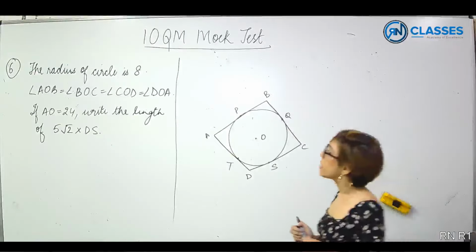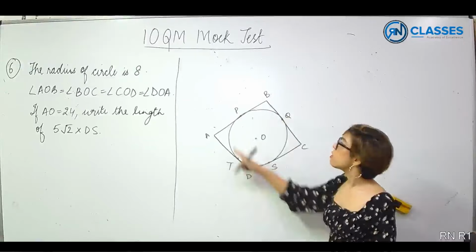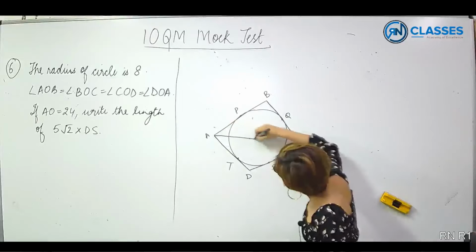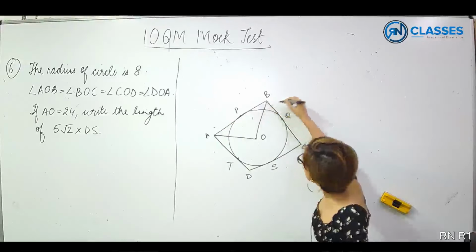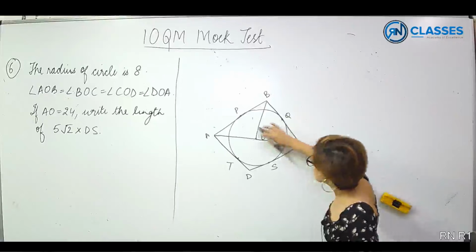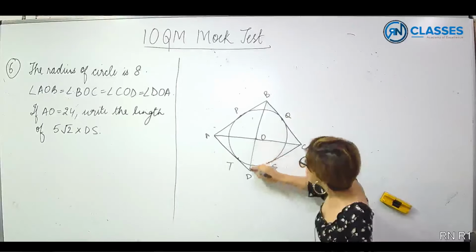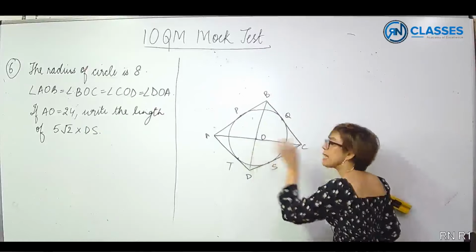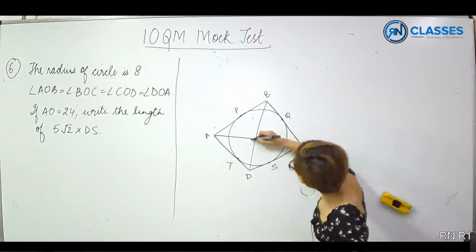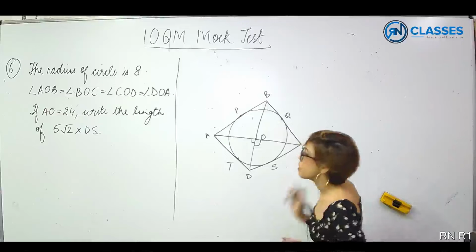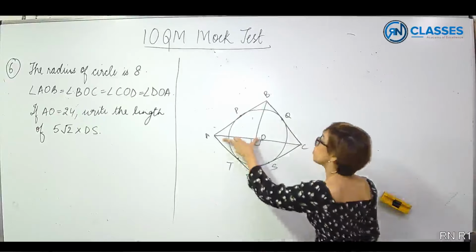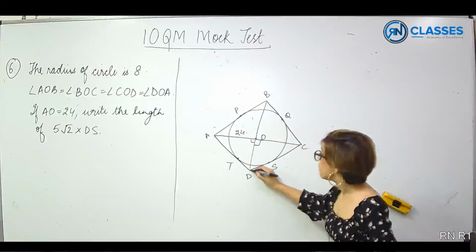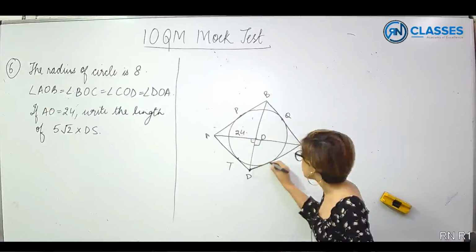Alright, on to the next one. Now he says the radius of the circle is 8. Angle AOB is equal to BOC, is equal to COD, is equal to AOD. Now, if these four angles are equal, that means each angle is equal to 90 degrees. So this is 90, this is 90. Maybe I can use it. Now he says that AO is 24, right? I want to find DS.